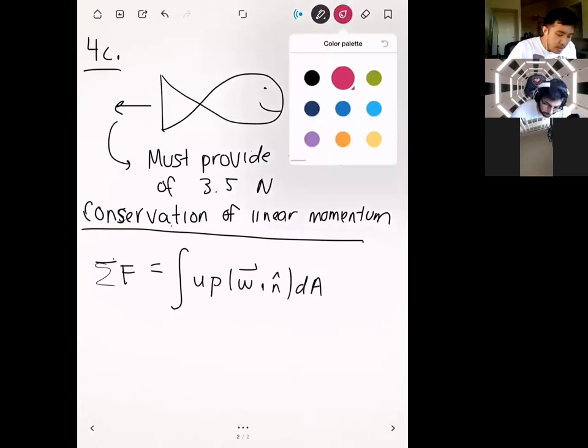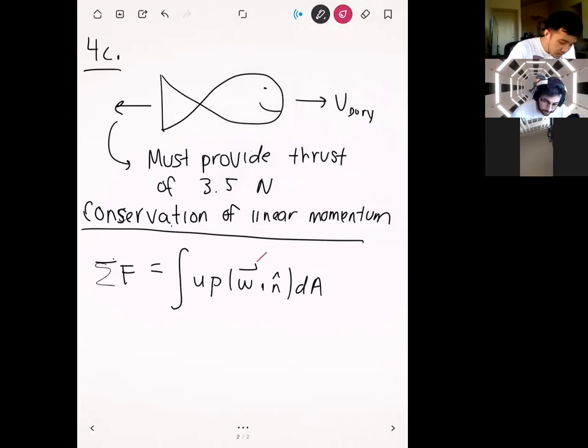Notice that for this case, I switched the u to w, where w here is our relative velocity. Remember, whenever we have moving control volume problems, we have to switch the carrying velocity to a relative one, because we have to account for how much the fluid is actually crossing into our control volume border.